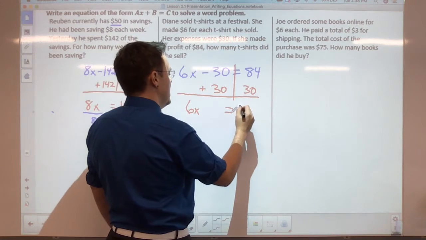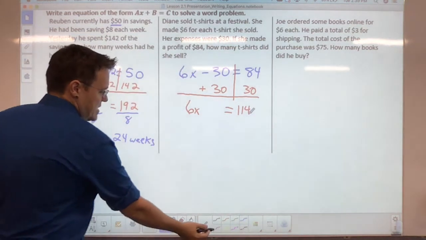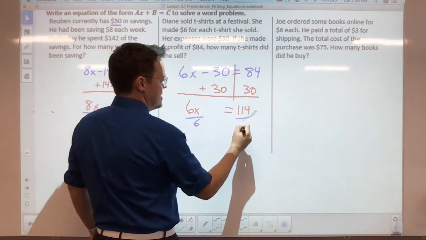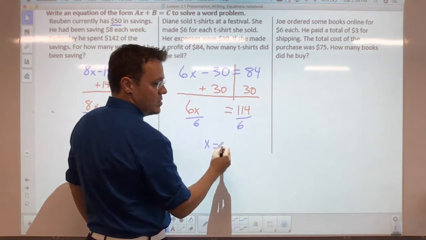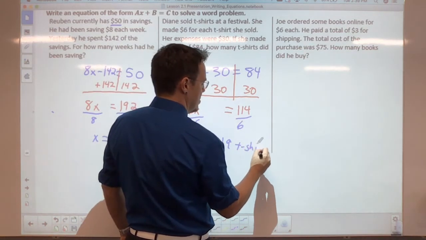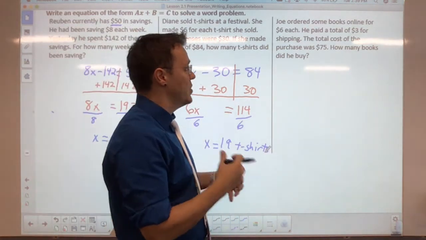So that would be 114. And then the last piece is dividing. So divide this by 6 and this by 6. You end up with x equals 19 t-shirts. That's how many she sold. Good for her. And then the last example we have here is Joe.